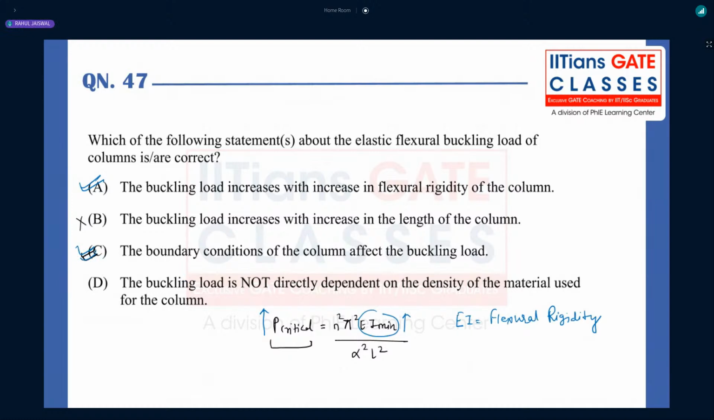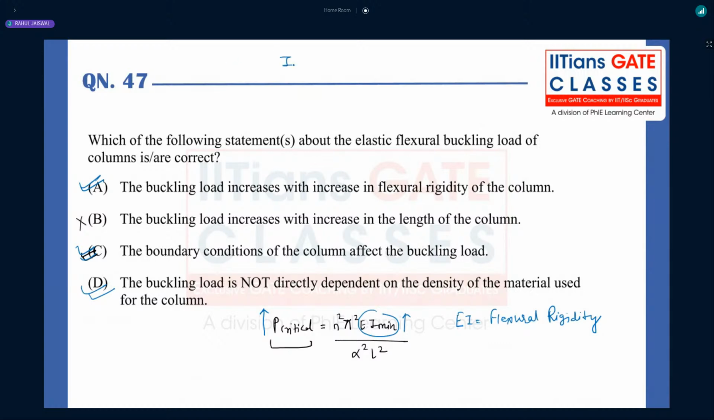Now the confusion arises. A and C, most of you might be correct, right? But all of you might be having a doubt in option D, right? Here they mention buckling load is not directly dependent. Yes, this statement is also correct, because indirectly it will depend on the density of the material which is being used, right? We can prove it by taking some example. Here you might be thinking of moment of inertia, right?